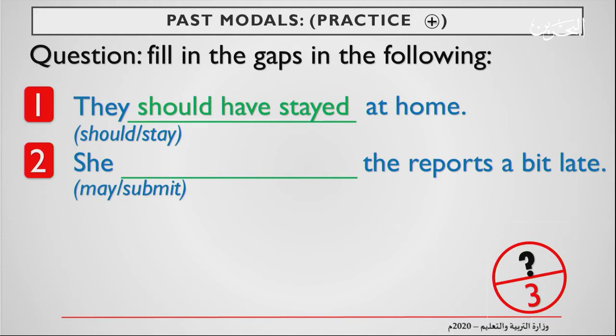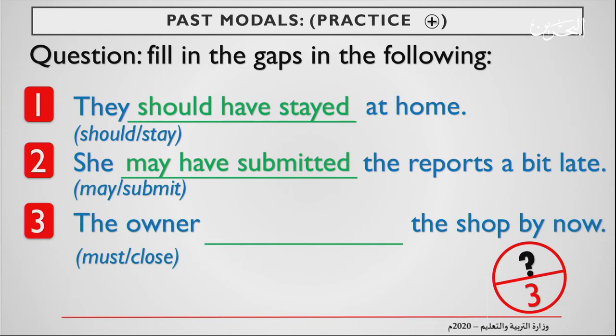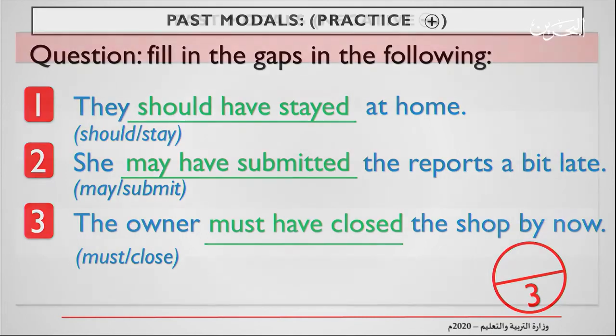Now let's check the answer. The answer is may have submitted. May have submitted. Now, number 3. The owner, gap, the shop by now. You have to use must plus close. You have 5 seconds. Now let's check the answer. The answer is must have closed. Must have closed. Now correct yourself out of 3 and let's carry on.